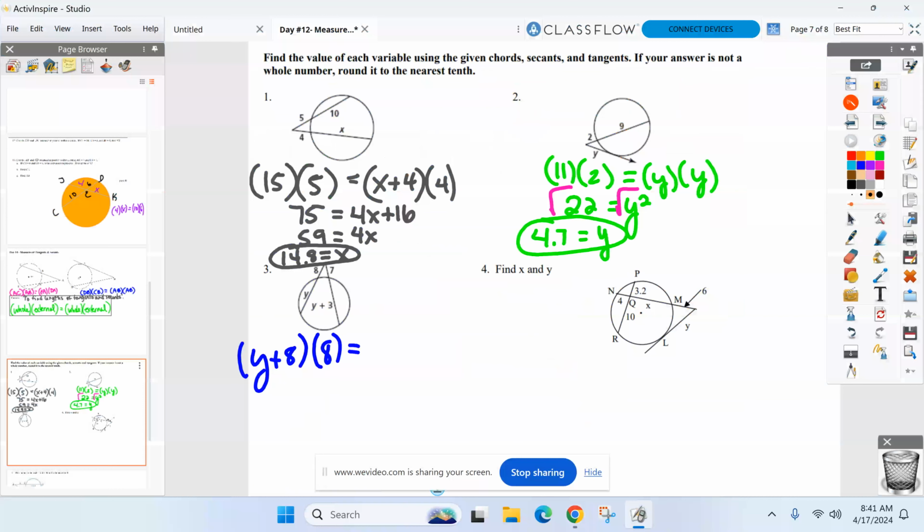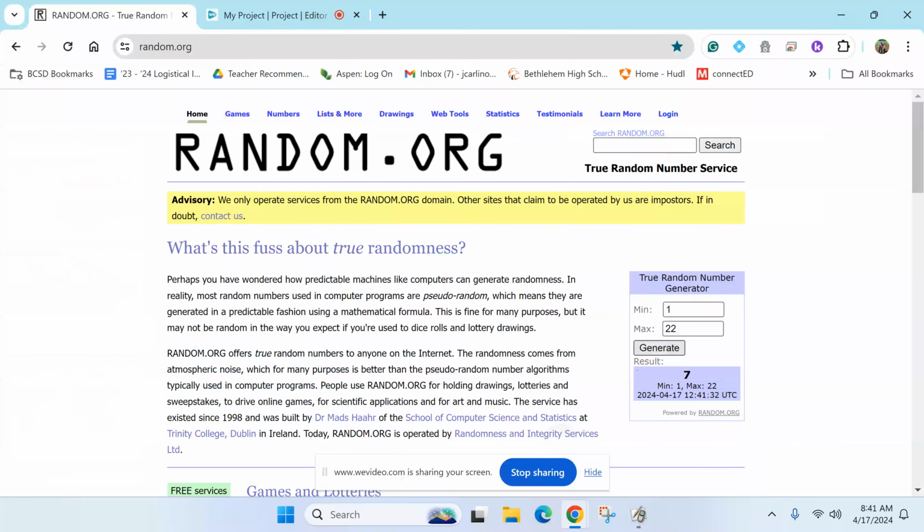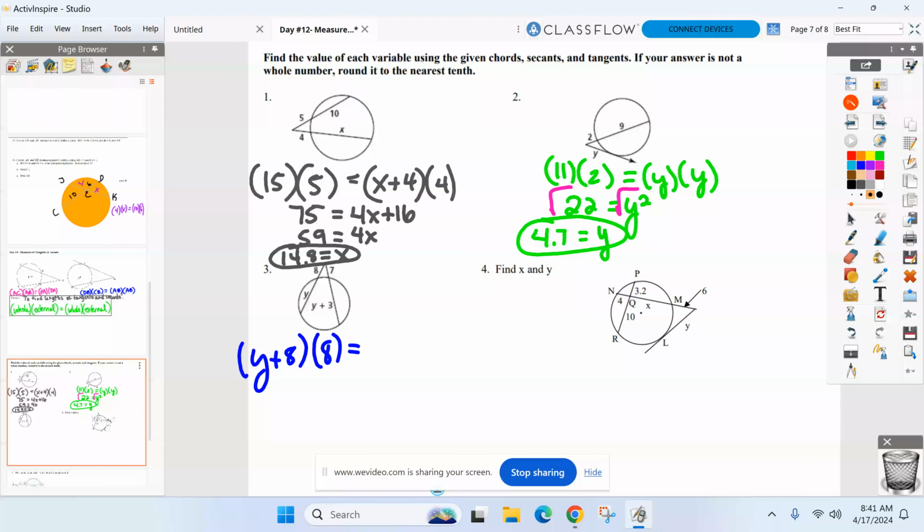All right, now you have to combine some like terms for that other secant. What's the whole length of the other secant? Drew? Which one? The one we haven't done. Y plus 3. Y plus 10. Y plus 10, because you had to add in the 7, right? Mm-hmm. All right, good.